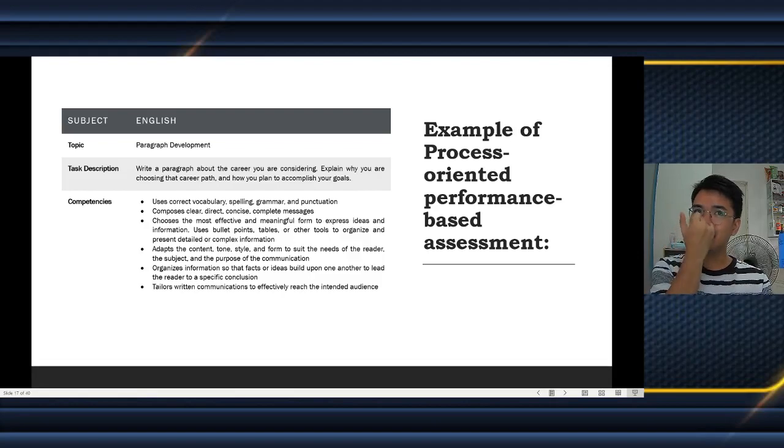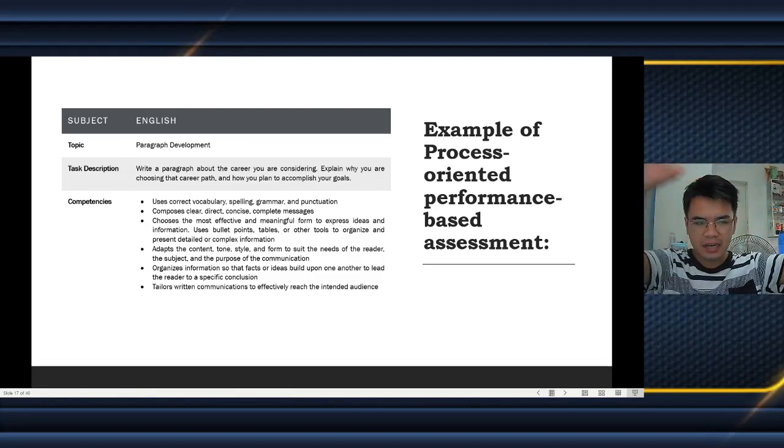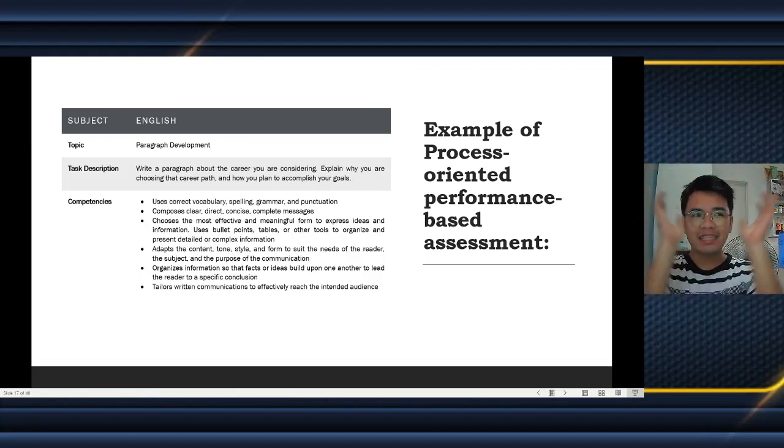Because you're not really looking into the output, the holistic or the essay as a whole, the paragraph as a whole, but you're into the details of the paragraph. You're into the details of the paragraph, how you use correct vocabulary as stated in the competencies, okay? How you use the correct vocabulary, spelling, grammar, and punctuation, composes clear, direct, concise, complete messages.